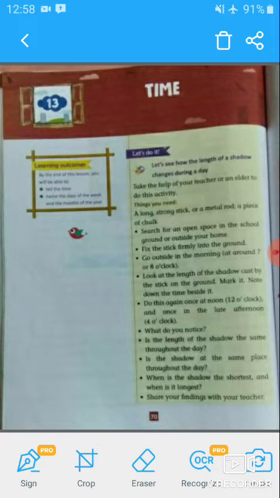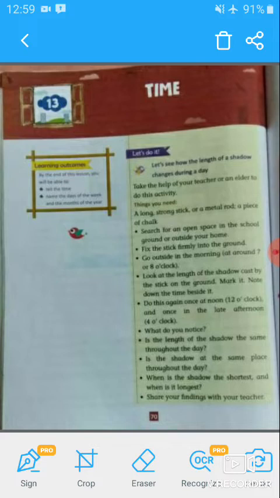Search for an open space in the school ground or outside your home. Fix the stick firmly into the ground. Go outside in the morning at around 8 o'clock. Look at the length of the shadow cast by the stick on the ground. Mark it, and note down the time beside it. Do this again once at noon, 12 o'clock, and once in the late afternoon, 4 o'clock.